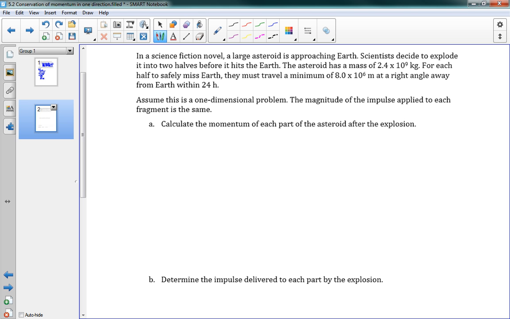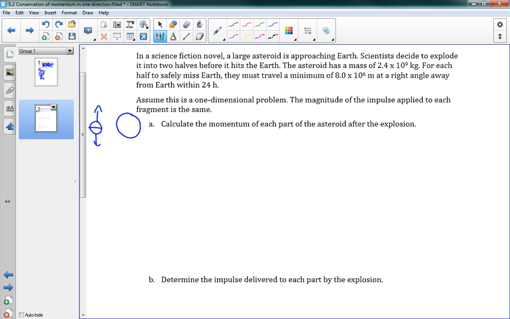Okay, first thing I'm going to say is your handout is going to have a picture. I forgot to put the picture onto this handout. So it's got a picture showing what's happening. We've got this asteroid. Here's the Earth. Here's the asteroid coming here. And we want to split it in half. And it's going to be going up, and it's going to be going down. It's going to be splitting in half like that.